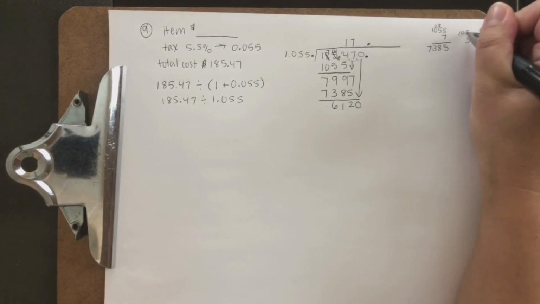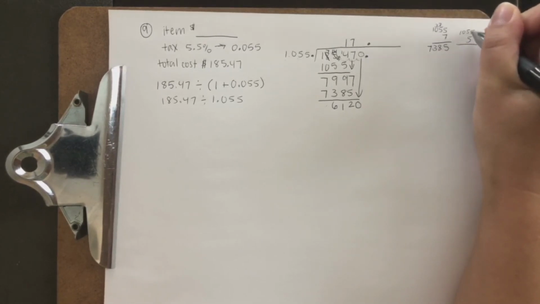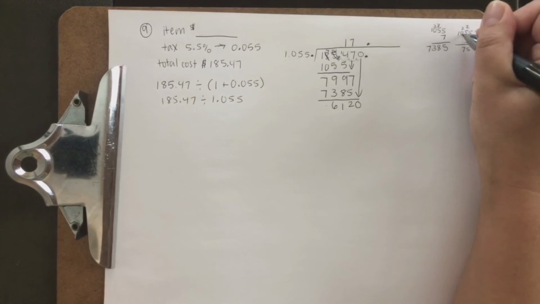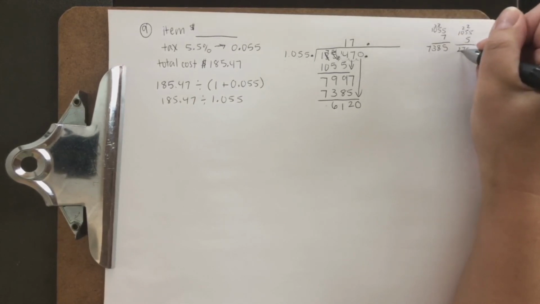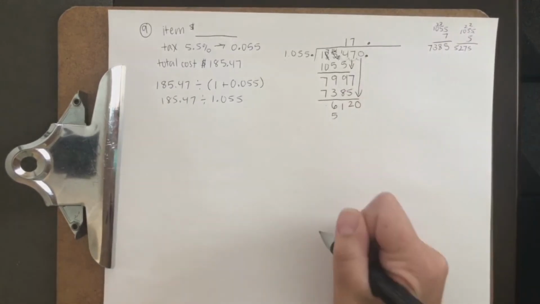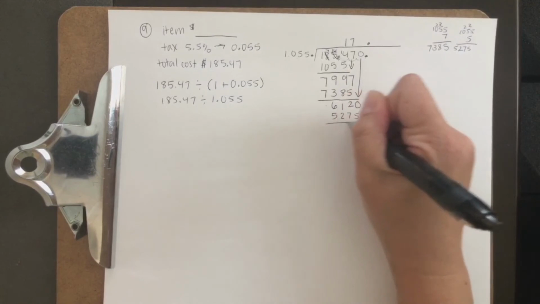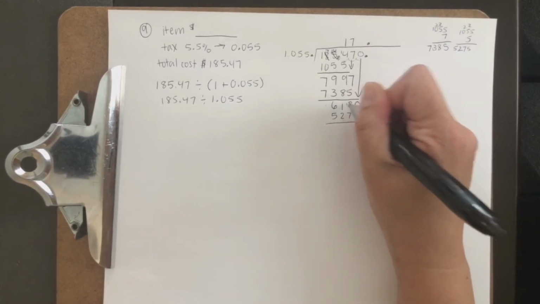So 1,055 times 5. 5 times 5 is 25, 26, 27. 5 times 0 is 0, plus 2 is 2. 5 times 1 is 5. So 5,275. We have to borrow.